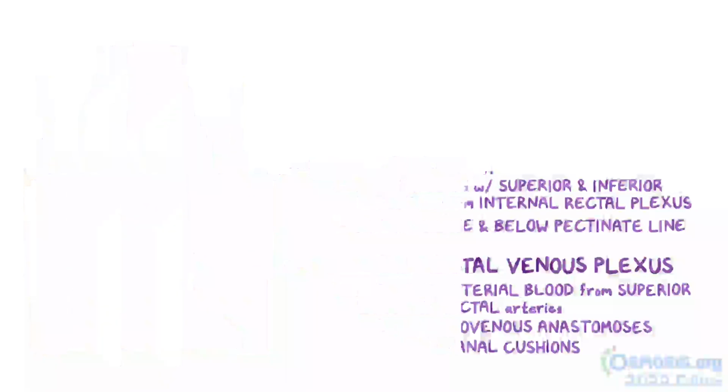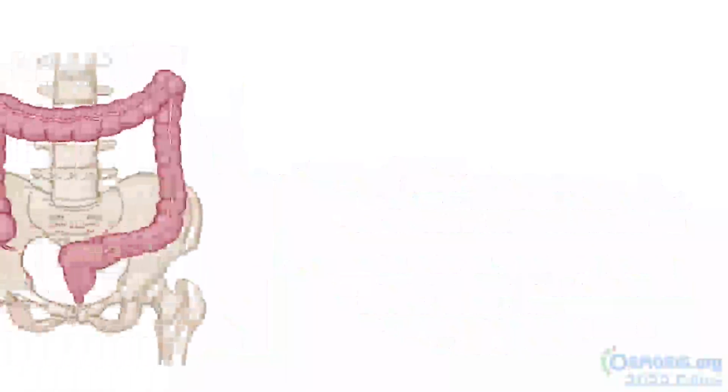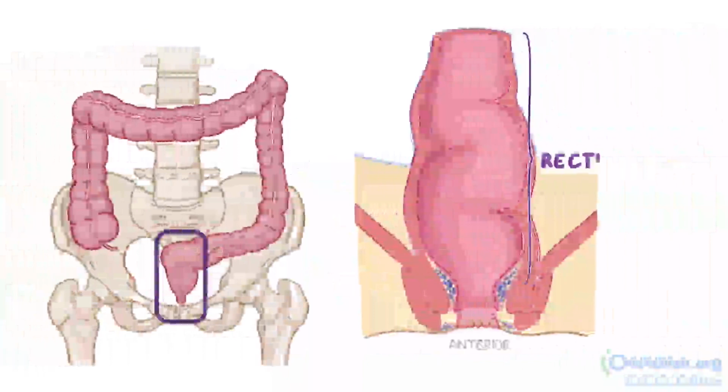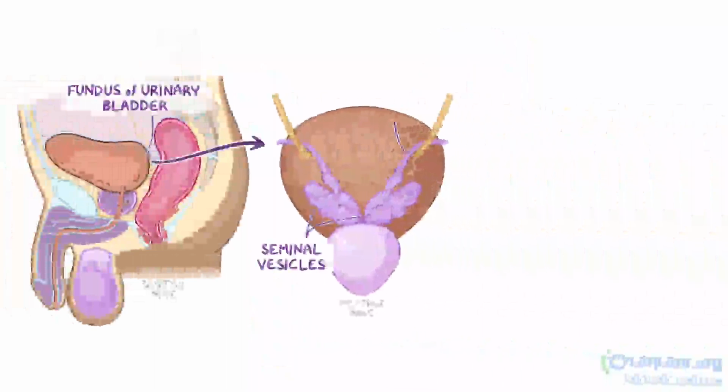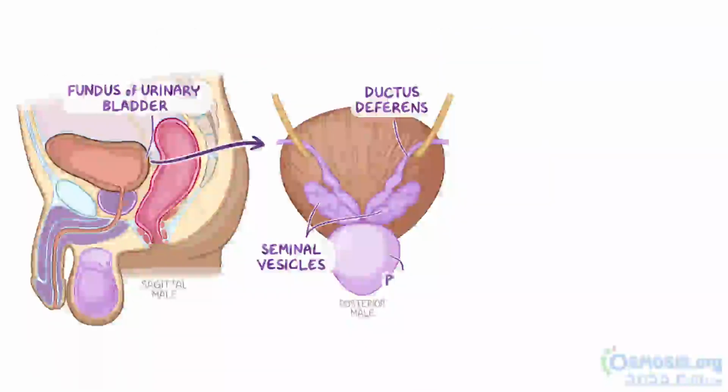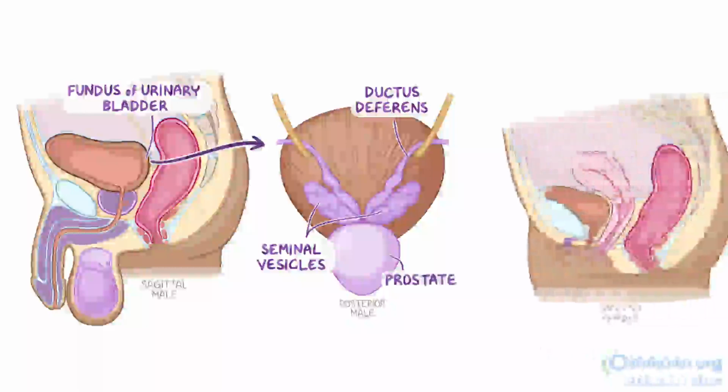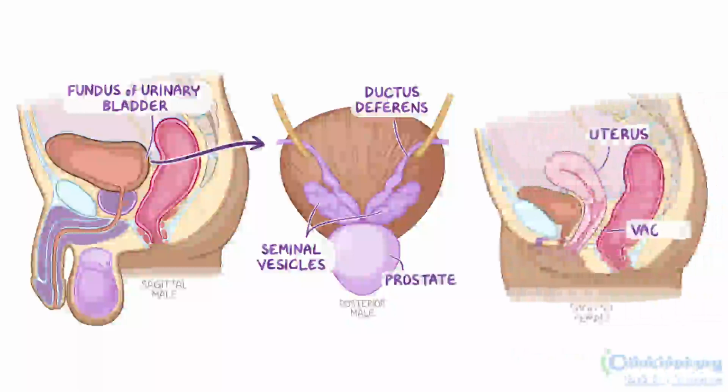Alright, as a quick recap, the gastrointestinal organs of the pelvis are the rectum and the anal canal, which form the last parts of the gastrointestinal tract. In males, the rectum lies behind the fundus of the urinary bladder, the seminal vesicles, the right and left ductus deferens, and the prostate gland. In females, the rectum lies behind the lower end of the uterus and the vagina.